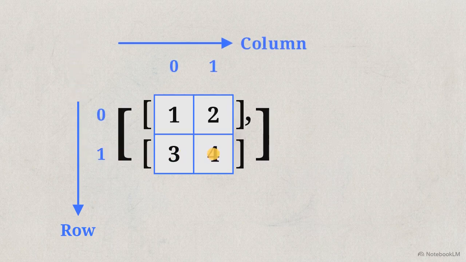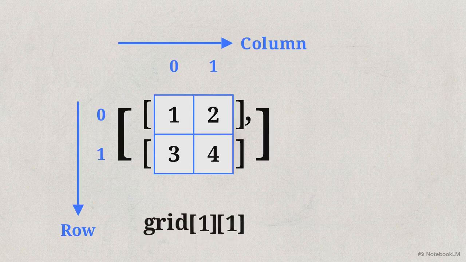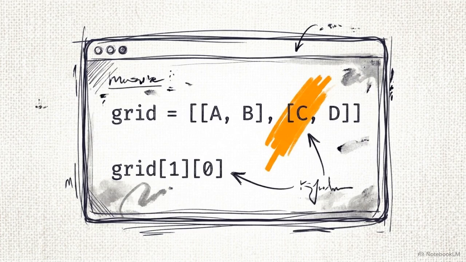We isolate a specific data point using double bracket syntax. The first bracket tells Python which row list to drop into, and the second bracket tells it which column index to pull from that row. Internalizing this down then across order allows you to predict exactly which coordinate your code is targeting at any given moment.